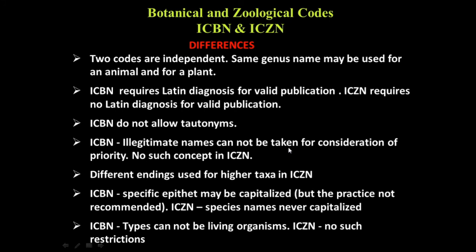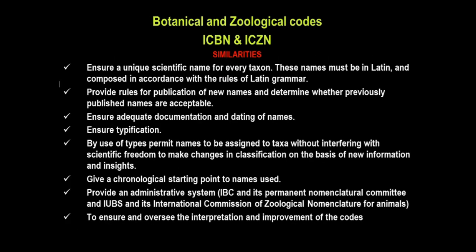In ICBN, illegitimate names cannot be taken into consideration for priority, and there is no such concept in ICZN. Different endings are used for higher taxa in ICZN, and that is not permitted in ICBN. In ICBN, the specific epithet may be capitalized when it is in honor of some person, but the practice is not recommended now. But in ICZN it is not possible. Species names are never capitalized. In ICBN, the types cannot be living organisms. The types are always dead specimens or herbarium specimens. In ICZN, no such restriction is there.